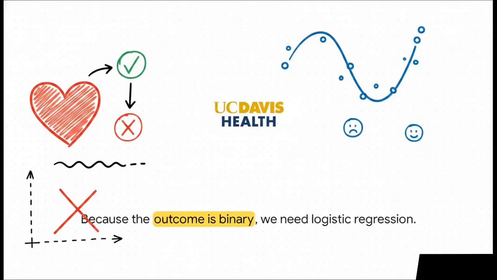And we see this exact issue pop up directly in real-world medical research. For instance, take this data from UC Davis Health on predicting coronary artery disease. They're tracking variables like a patient's age, but the final outcome they care about is strictly binary. You either have the disease or you don't. The researchers explicitly state it. Because the outcome is binary, they definitively have to abandon that straight line. They have to use logistic regression to make any actual sense of the data.